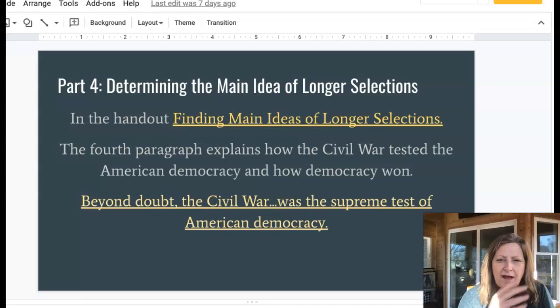And then the fourth paragraph explains how the Civil War tested the American democracy and how democracy won. So I would underline or type in, beyond doubt, the Civil War was the supreme test of American democracy. That sentence.